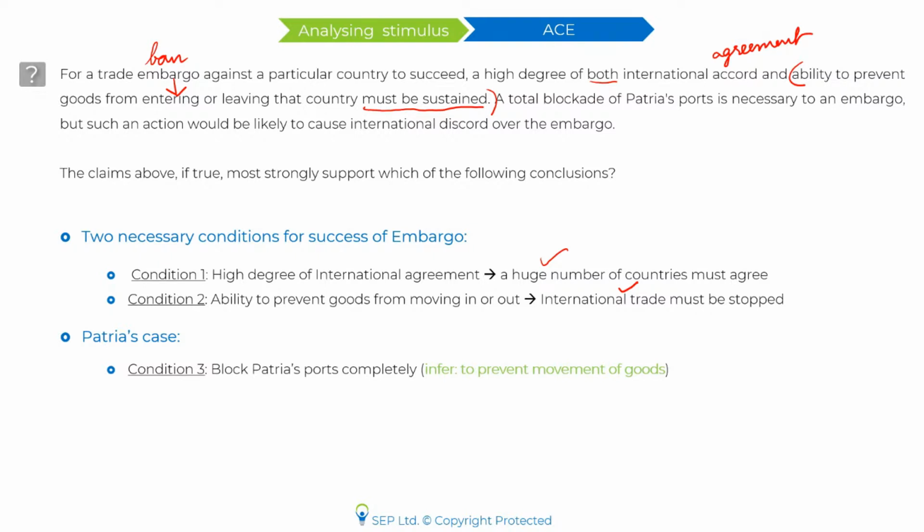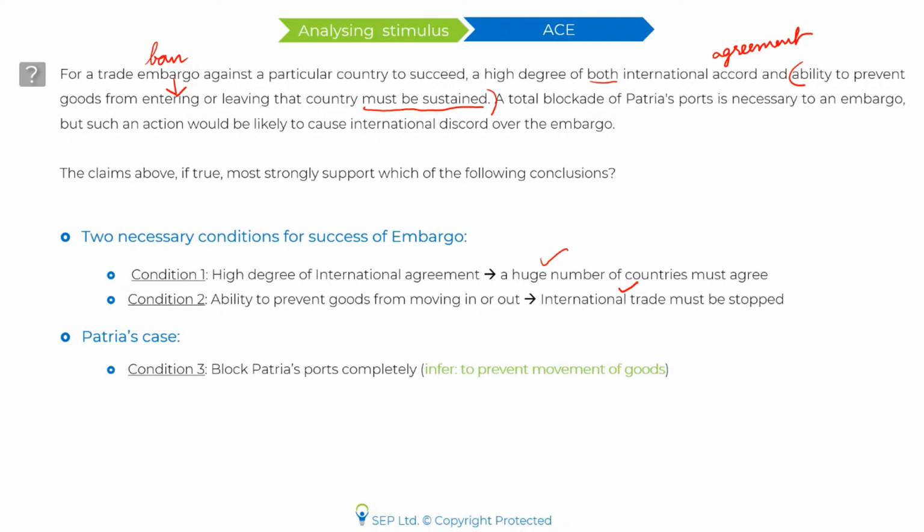That means what I can understand here is that there are three conditions. If I want to put an embargo against Patria, I must fulfill this, this, and this. Three conditions to be fulfilled against Patria. And they are necessary conditions if I want that embargo to be successful. Okay, great. Let's read on.